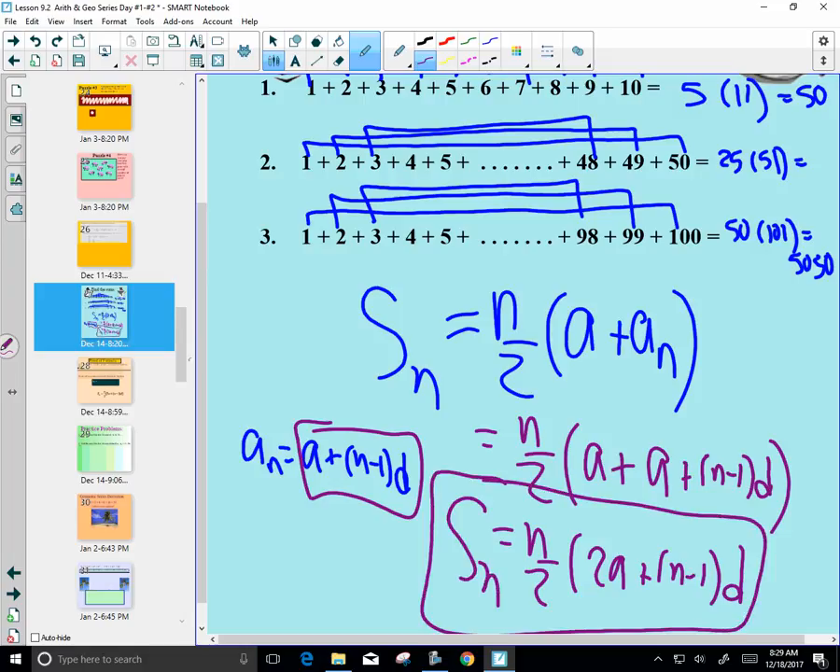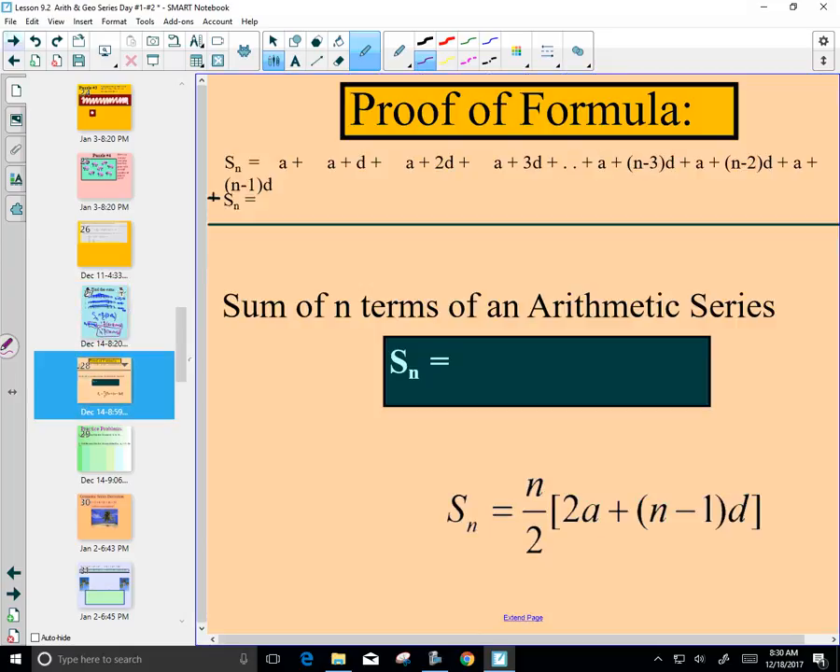So I like to put both of these up. I like both of them. Sum as n over 2, a plus an. Both are good. They'll both work for the sum formula. So you can find those. Would you stop for just a moment?